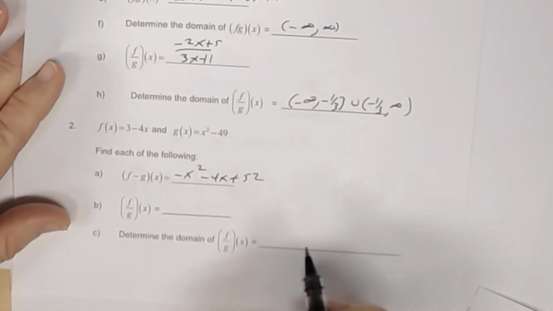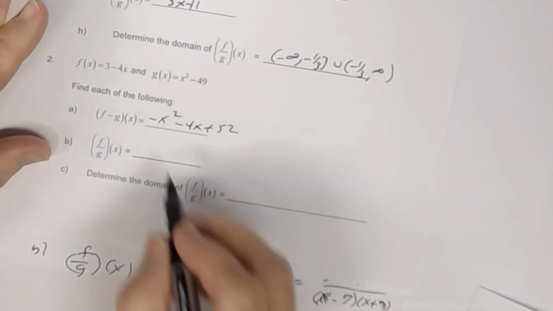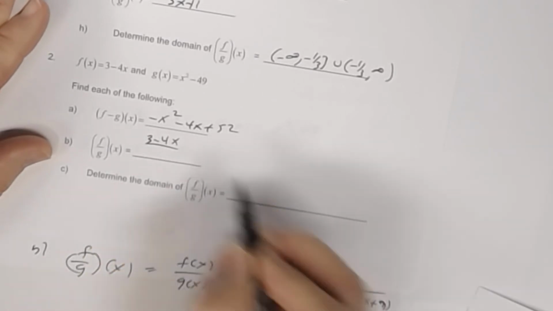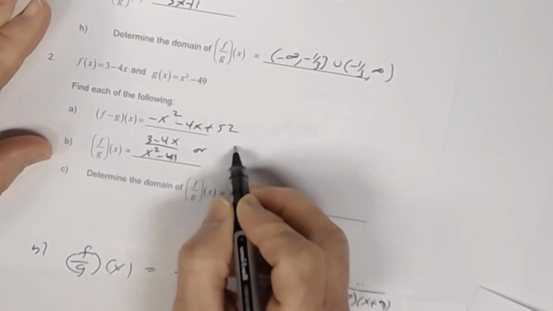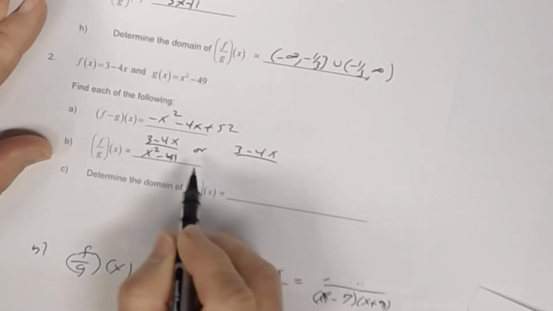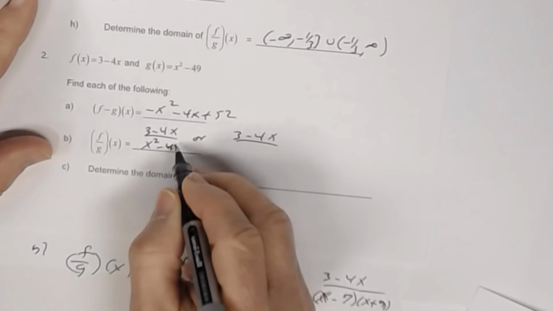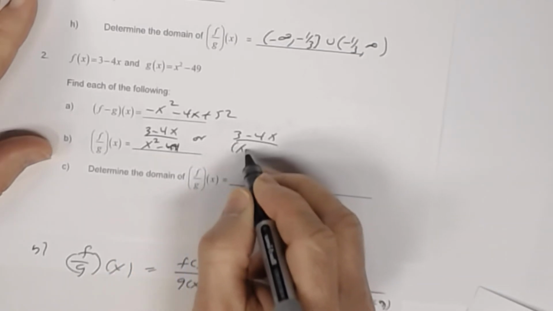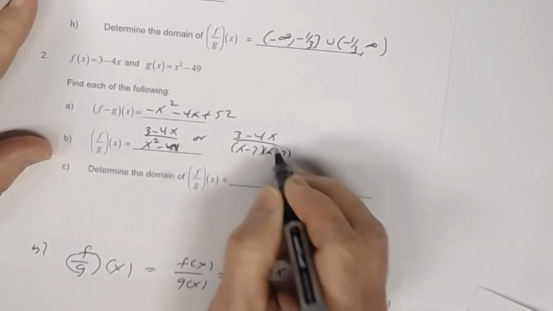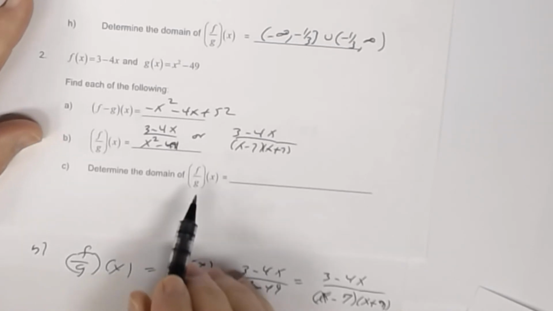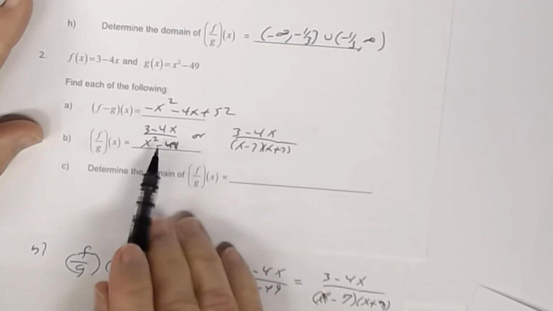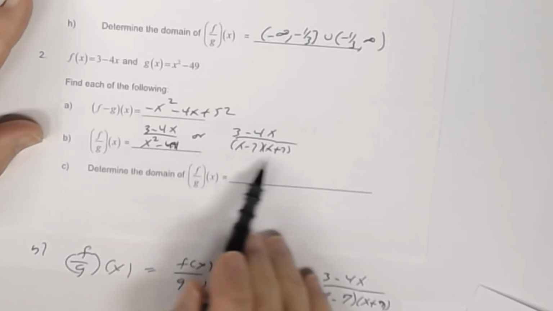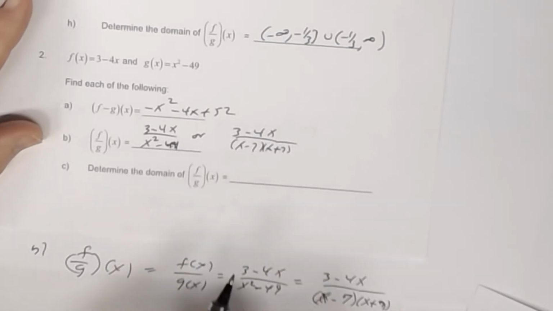All right. So I get 3 minus 4x divided by x squared minus 49. Or you could have said 3 minus 4x divided by, and then just go ahead and factor this: you've got x minus 7 times x plus 7. Okay, but now you want to find the domain of this. That's where that denominator comes in. If you factored it, it may help some of you.